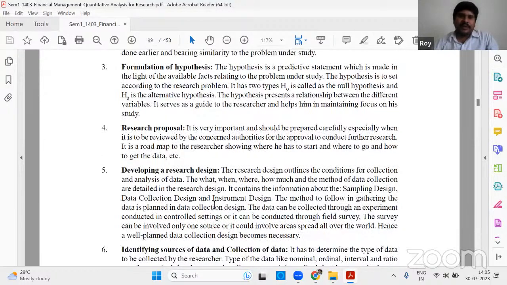Next one, developing a research design. What is that? How we will collect and how we will analyze the data. Okay, proposal is done. This is how I want to go ahead with that. I want to collect the data. I want to test this. I want to take variables, etc. You tell that, okay, it's good. There is some sense that I understand.